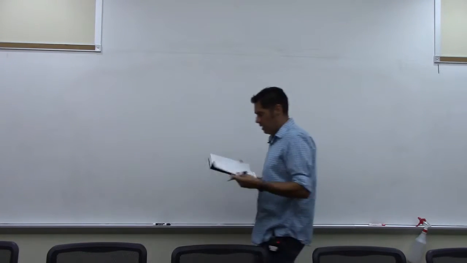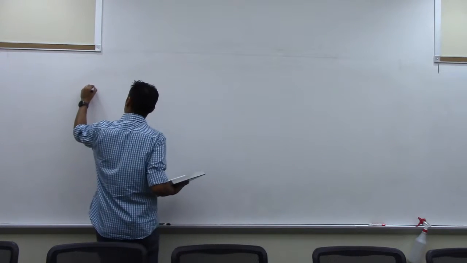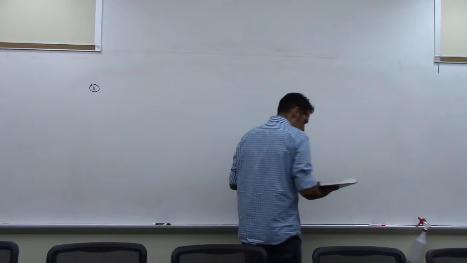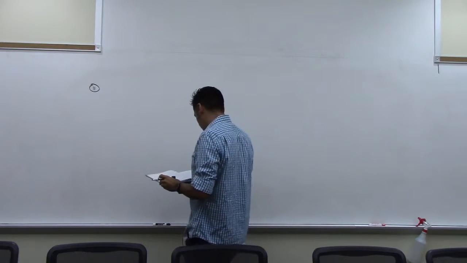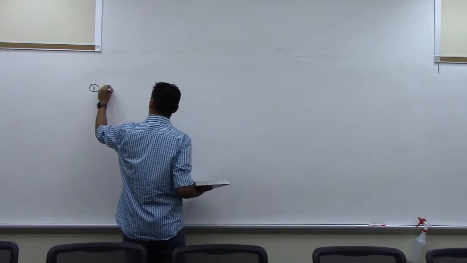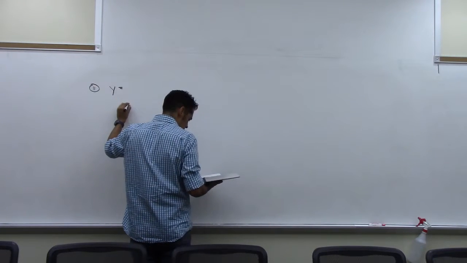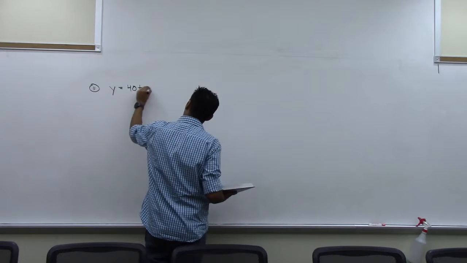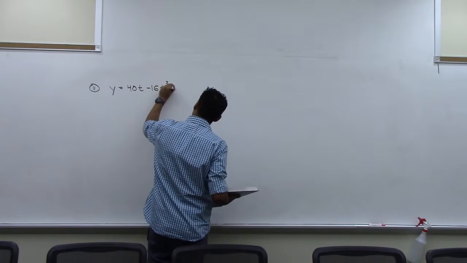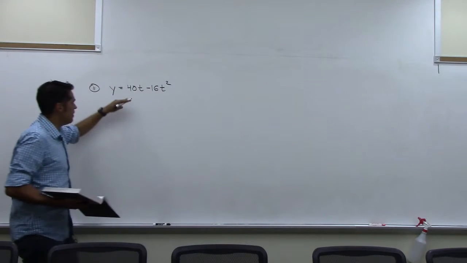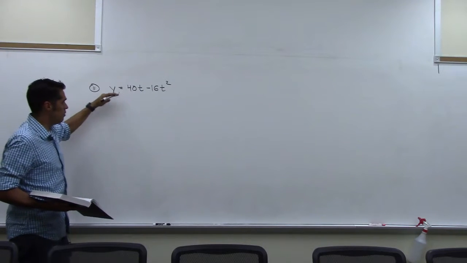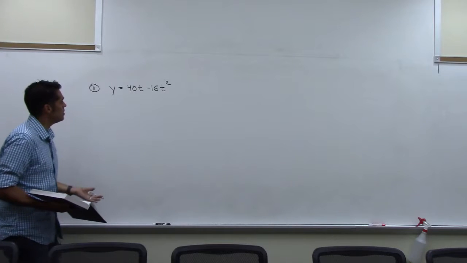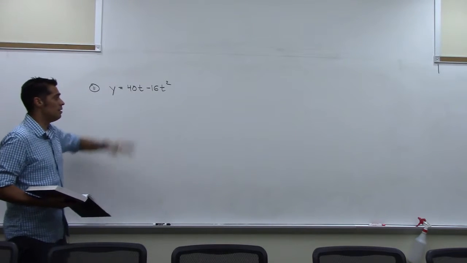All right, number 11, it's a word problem. If a ball is thrown into the air with a velocity of 40 feet per second, its height in feet after t seconds is given by this equation. So they're telling us that a ball that's thrown into the air will be at this height, whatever we get, when we plug in t for time, which is in seconds. So after a certain number of seconds, this tells us how high the ball is off the ground.